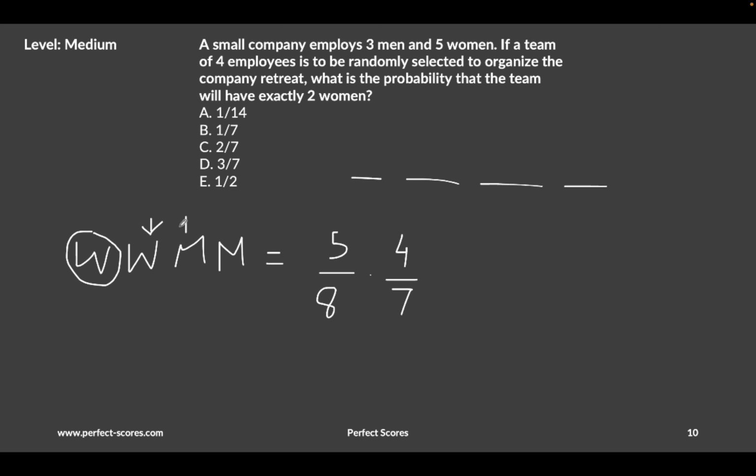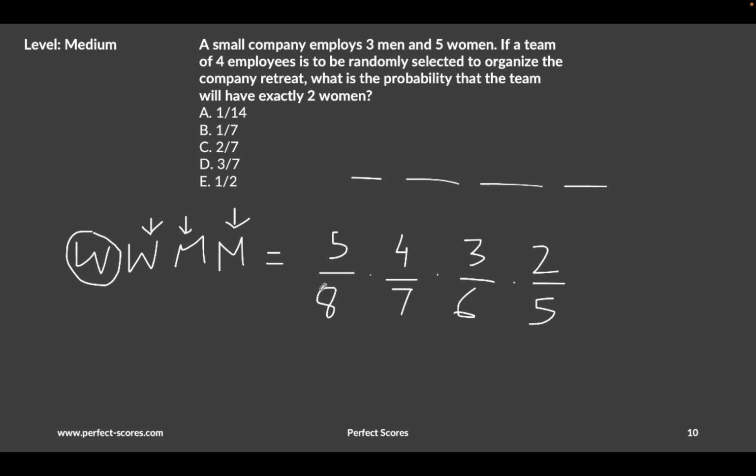What's the probability of selecting the next man? So how many men are there? 3 men. So you can only select 3 men out of the remaining 6 people. And what is the probability of selecting another man? So you've got 2 men left out of 5 people. So those are the probabilities.